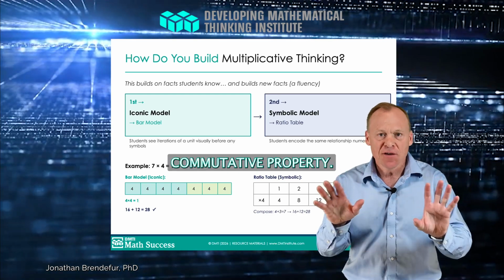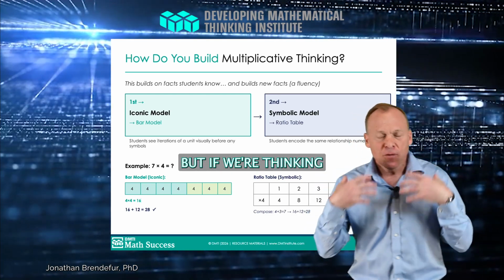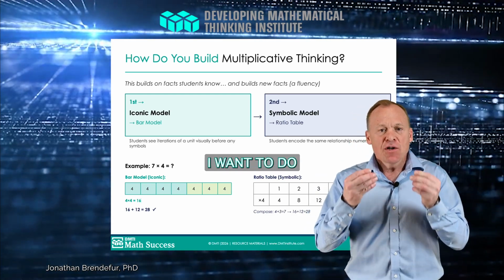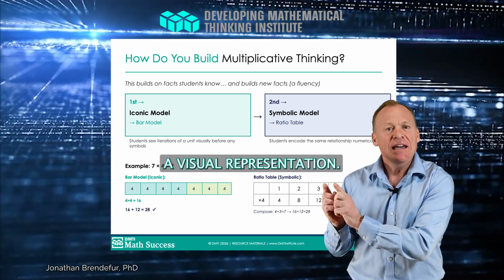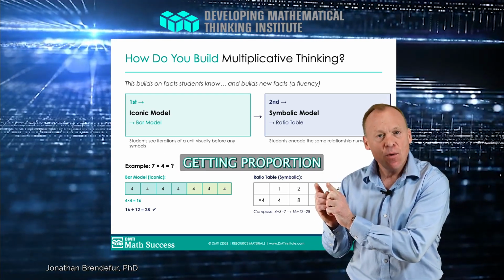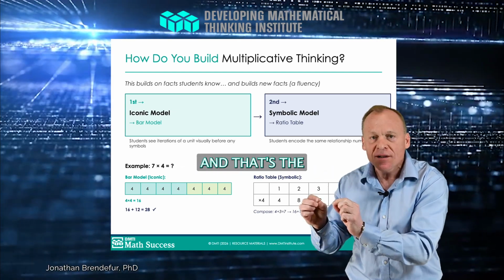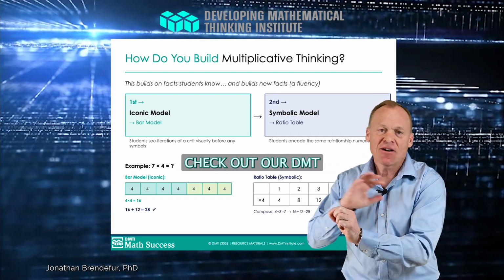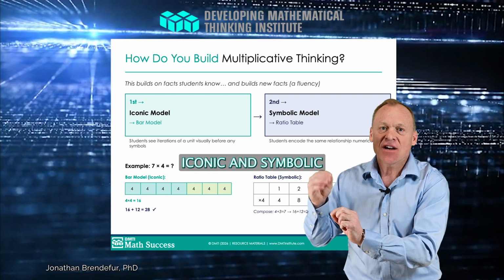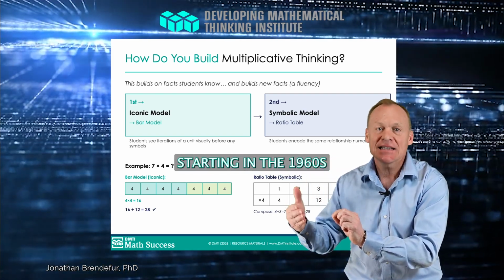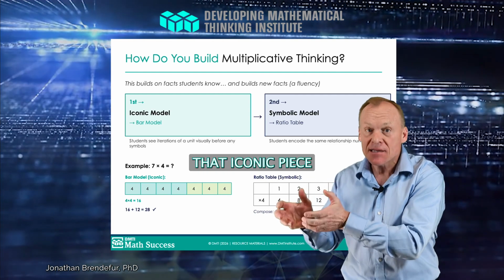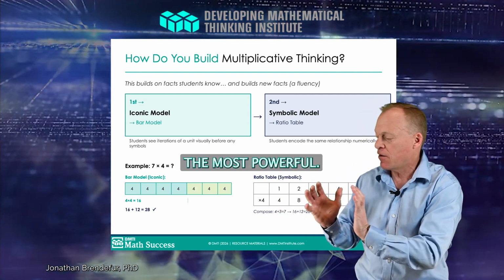Now I know commutative property, we can talk about that, 4 times 7. But if we're thinking that initially, we're thinking, I want to do 7 4s. So we have the bar model, and so now we're getting a visual representation. So we're getting proportion, visual proportion, which is so critical, and that's the missing element. Check out our DMT Insight on enactive, iconic, and symbolic, and how important that is from Jerome Bruner starting in the 1960s, and why we miss that iconic piece all the time, which is the most powerful.